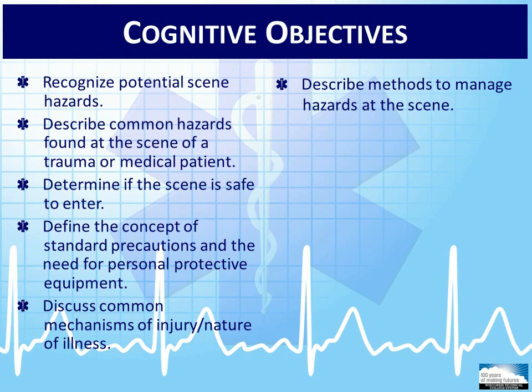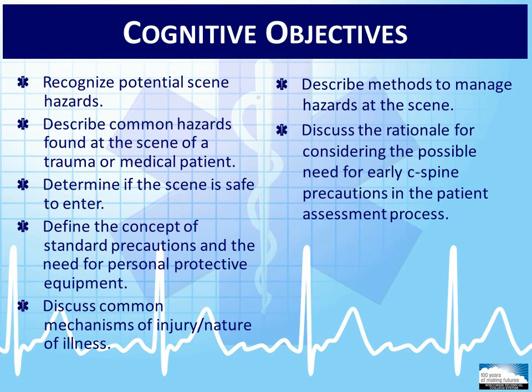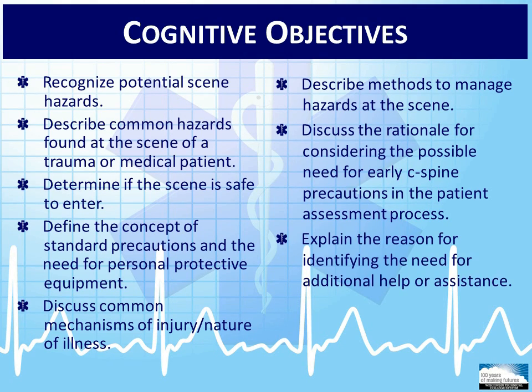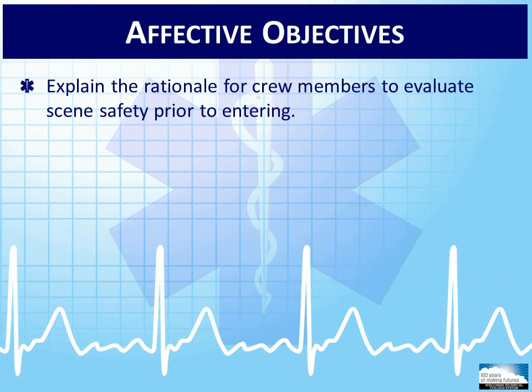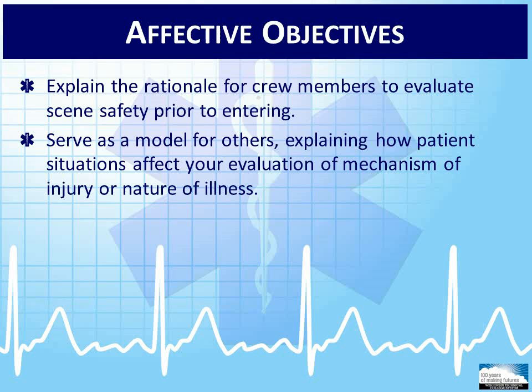to manage hazards at the scene, discuss the rationale for considering the possible need for early C-spine precautions in the patient assessment process, and explain the reason for identifying the need for additional help or assistance. You will also be able to explain the rationale for crew members to evaluate scene safety prior to entering a scene, and you should be able to serve as a model for others, explaining how patient situations affect your evaluation of mechanism of injury or nature of illness.